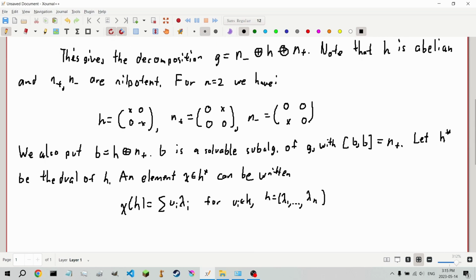And as we saw, we know that h has the constraint that the sum of these lambda_i's has to be 0, so the trace is 0. The u_i constants which determine chi are only determined up to the addition of a constant.